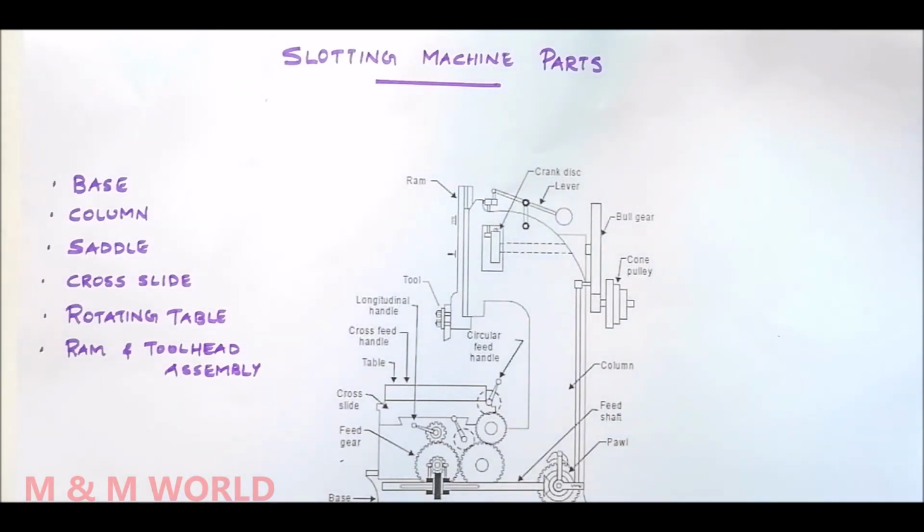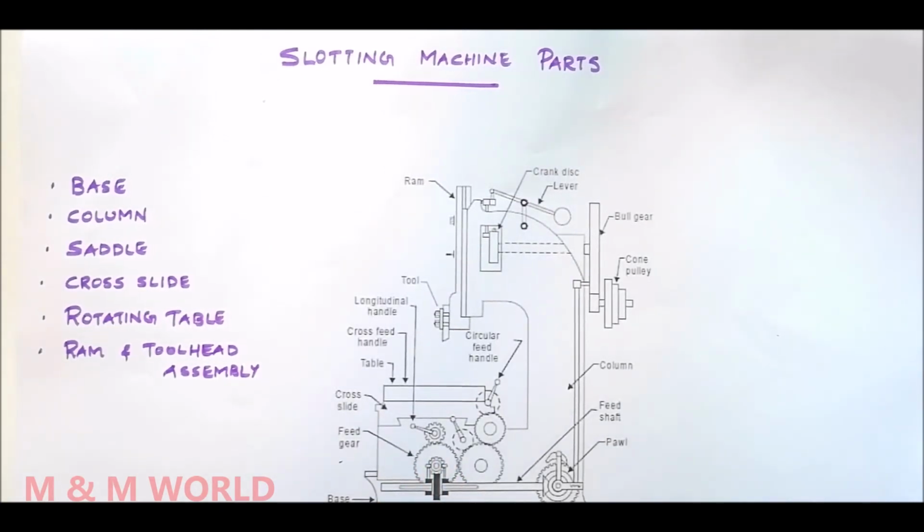First one is the base or the bed. So the base is rigidly built so that it can take up all the cutting forces and the entire load of the machine acts on this base. And the top surface of the base is accurately finished to provide guideways on which the saddle is mounted. So on the top of the base we have guideways on which the saddle is mounted.